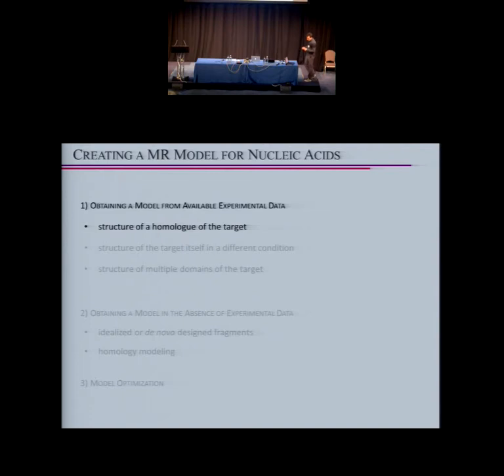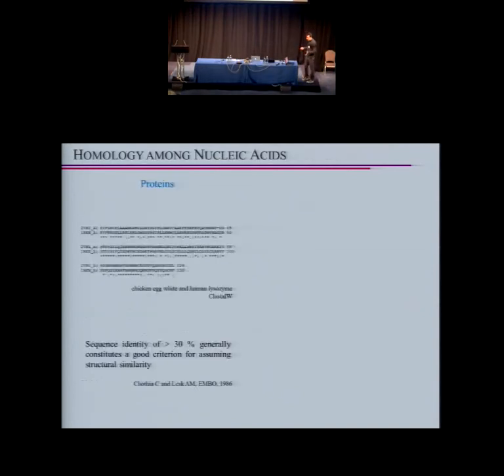So one very typical case when molecular replacement is used is when one wants to solve the structure of a target for which there already exists a structure of a homolog. Now, defining homologs for protein structure, as we already heard this morning, can follow some well-accepted guidelines. Generally, a sequence identity of about 30%, or even a little lower in some cases, constitutes a good criterion for assuming structural similarity.